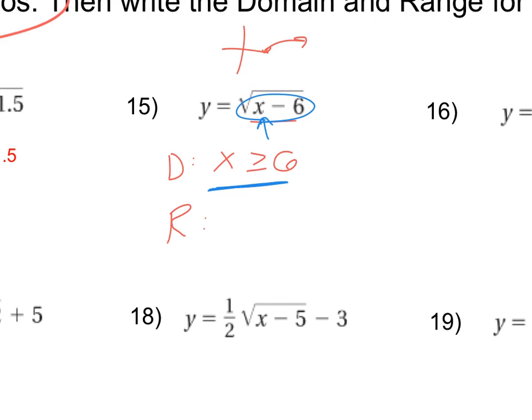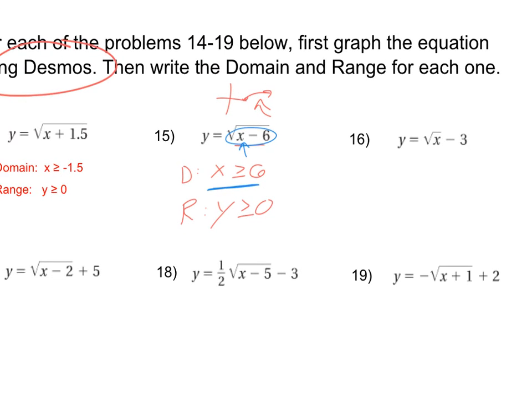And then for the range for this one, since there wasn't any up and down movement in the y direction, then it's just going to be y is greater than or equal to 0. It wasn't a reflection. So kind of like I've made on the very, very small little sketch of this graph, it's going to go up. So y is greater than or equal to 0 for the range, okay?